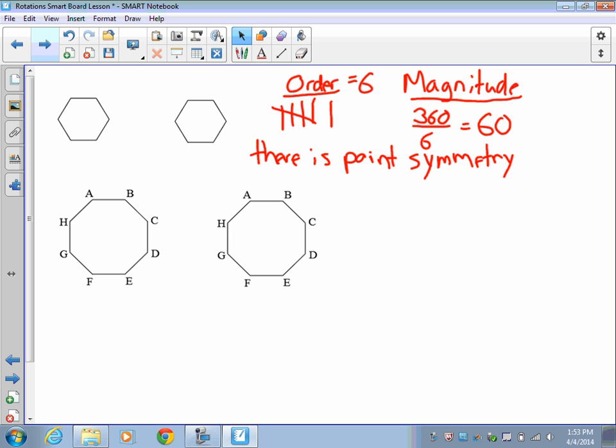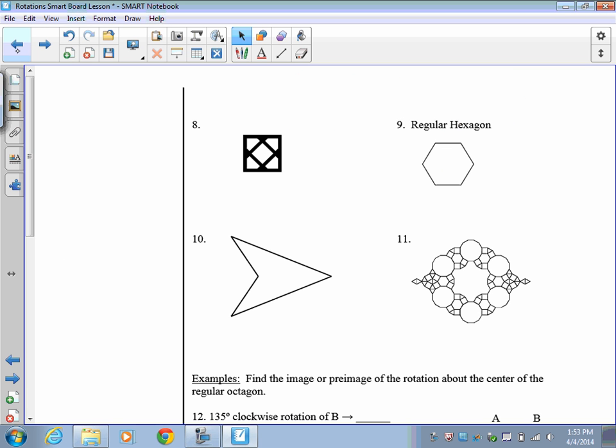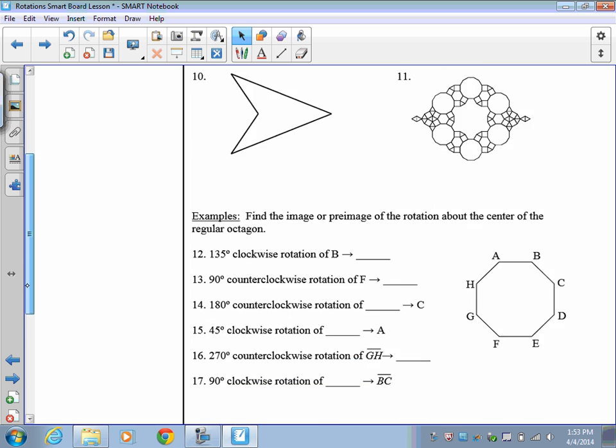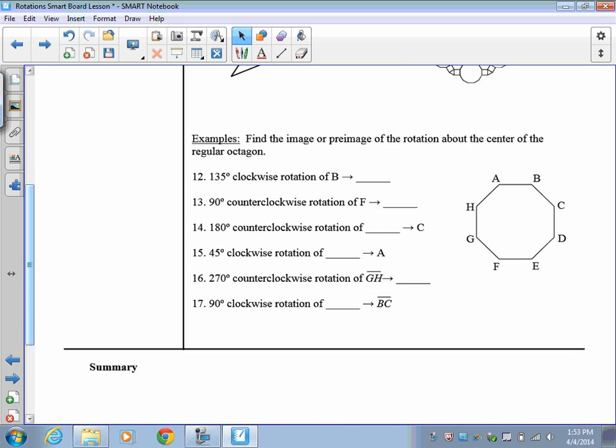There's a few other examples I'd like you to do on your own, number 8, 10, and 11. Just keep turning your paper over and seeing how often it repeats itself. For regular objects, like the regular hexagon, for regular polygons, I should say, there will be however many sides there are. So the hexagon has 6 sides, so that's going to be its order. The order will be equal to the number of sides.